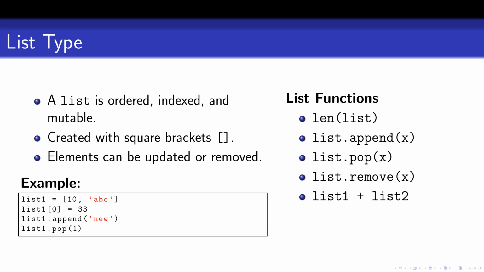For example, you can update an element using list[0] equals new value, add new elements with append, or remove items with pop or remove. Python also supports built-in functions like len to get the list length and operators like plus to concatenate two lists. Lists are ideal for situations where you need to store a sequence of items that may change, such as user input, dynamic results, or collections of data being processed in a loop. Mastering lists is key to effective data handling in Python.